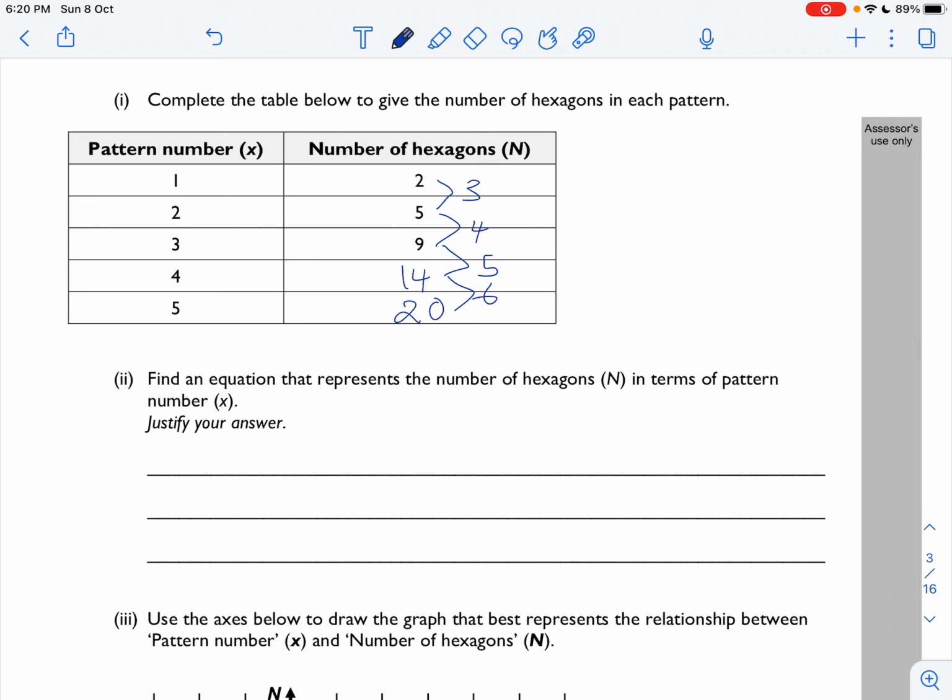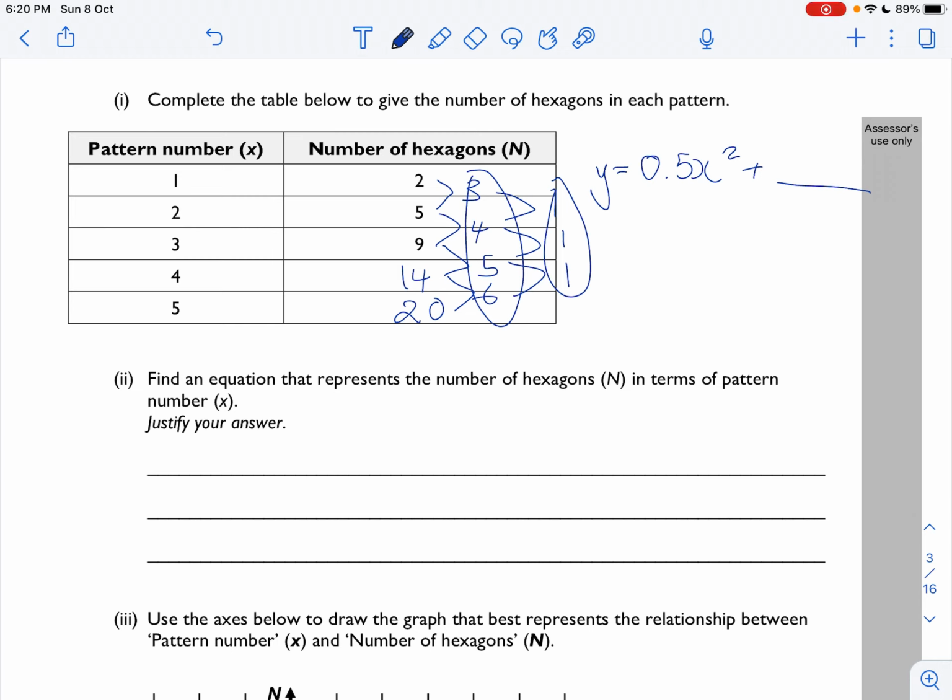So now we need an equation that represents the number of hexagons. Okay, we know it's not linear because it's not going up by the same amount, but we know that it is a quadratic because that second difference is common. Now what we do is we take half of that common second difference, and that goes in front of our x squared. Now we've got to find out what goes on the end to make up the rest of the equation.